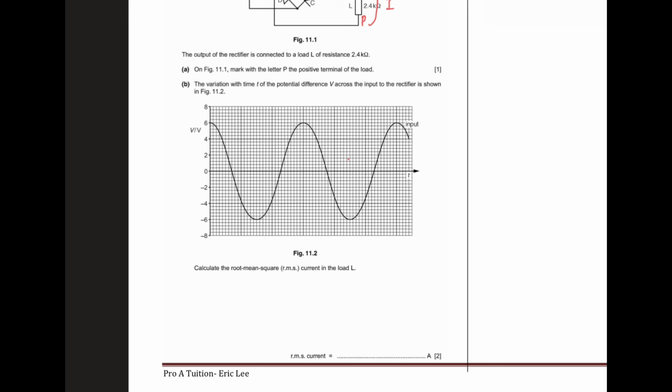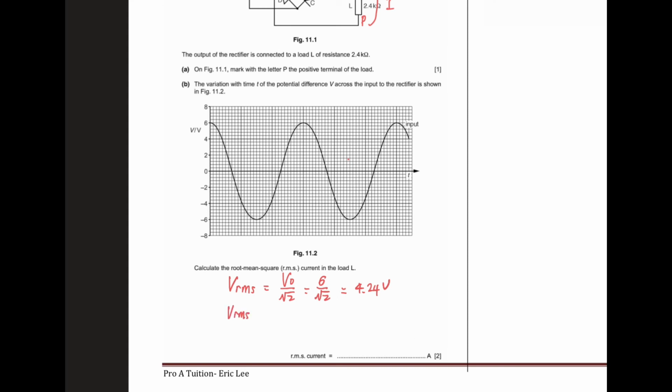Our graph gives us V versus t. So we can only do root mean square voltage, which is V0 over root 2. And the V0 is 6, so 6 over root 2 is 4.24 volt. So we get root mean square voltage, but we don't get root mean square current. So we have to use V equals IR.